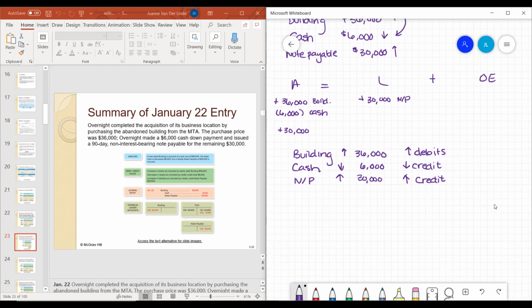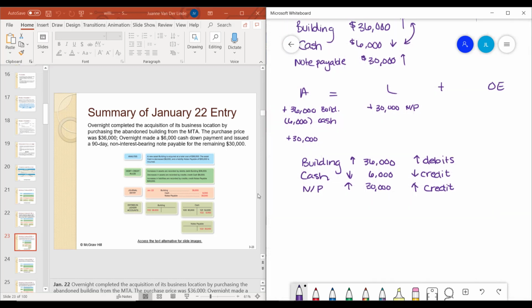So let's journalize that. Debits before credits, remember? So what's the thing or things being debited? Building. So you write building first. Move over a little bit to the right, and you put 36 to debit the building account for $36,000. Then everything else is being credited. There's no other debits here.